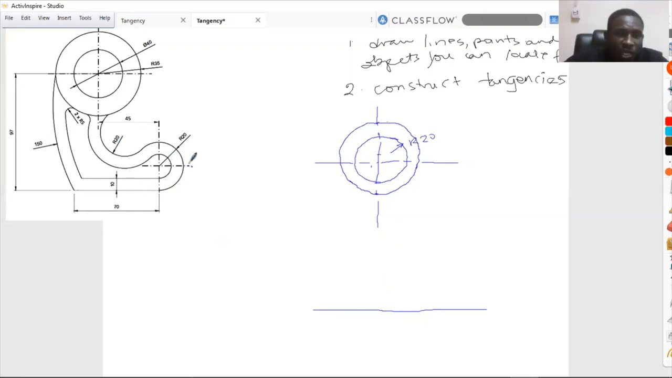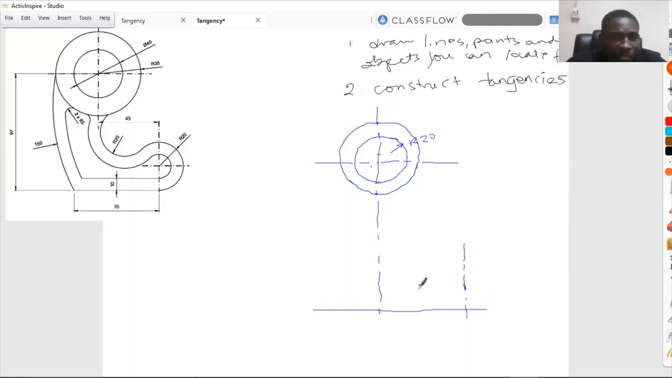I can also locate this center easily and draw these arcs. So from the center, yes, I can extend this center line. Okay, so from where this center line cuts this line, I measure 45 from there to 45 from here. Okay, and then draw 45 from there. I draw a center line.